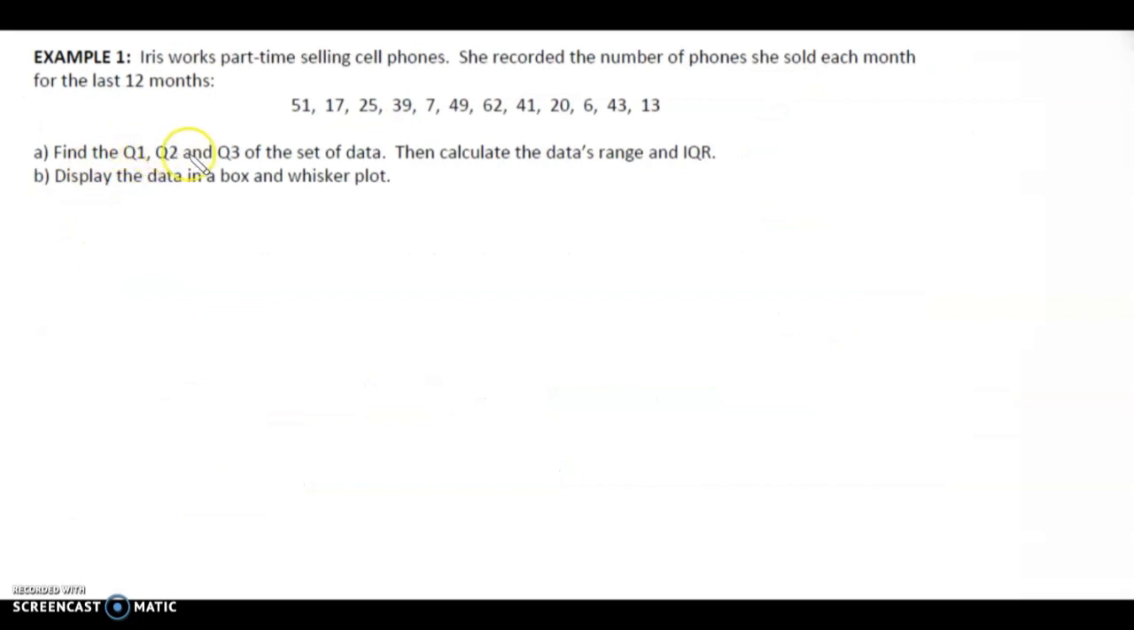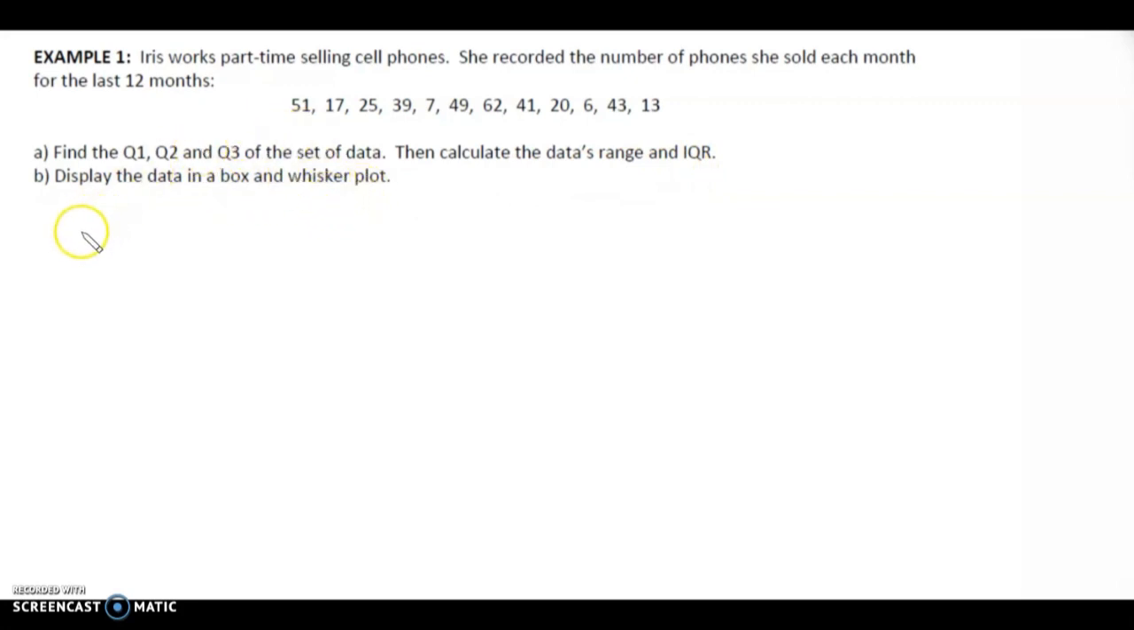Example 1, Iris works part-time selling cell phones. She recorded the number of phones she sold each month for the last 12 months. So for this set of data here, find the Q1, Q2, and Q3 of the set of data. We're going to then calculate the range and the IQR. Then we're going to display the data in a box and whisker plot.